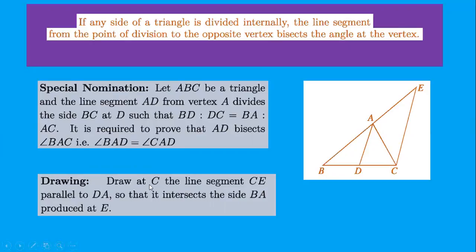Drawing. Draw at C the line segment CE parallel to DA so that it intersects the side BA produced at E.